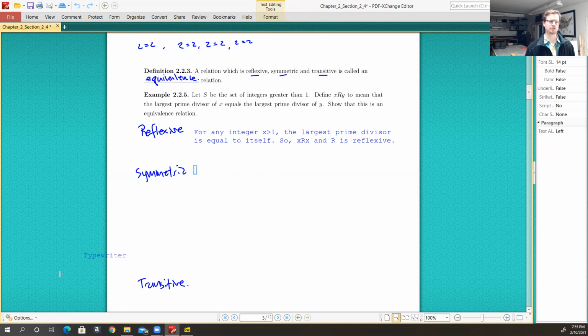All right. What about symmetric? Let's assume that x is related to y. So once I say that x is related to y, I know that x and y are integers greater than 1, and that they have the same largest prime divisor. So let's let p be the largest prime divisor of x.